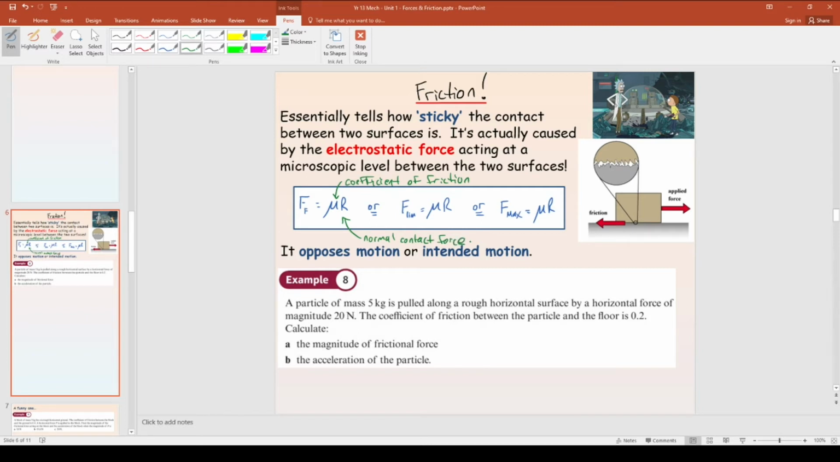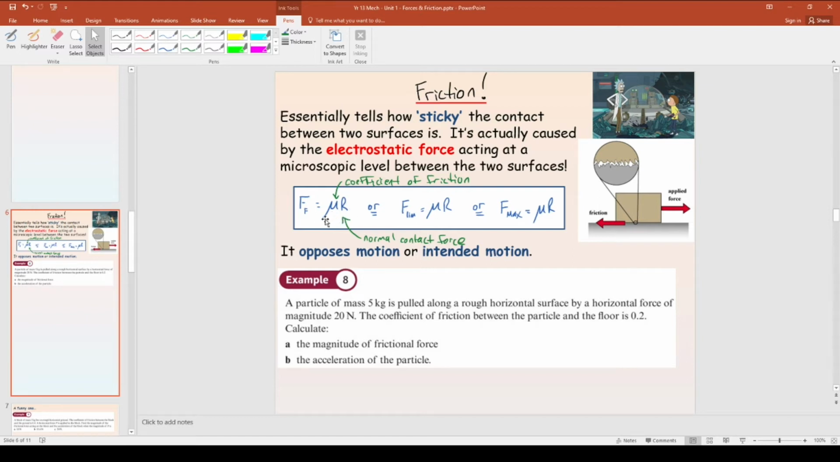Okay? So that's a normal contact force. Now it's based on those two things, which of course it would be, because it's a property of how sticky surfaces are, so it better be linked to the surface, and R is the only force that's really linked to the surface when we're doing our questions.